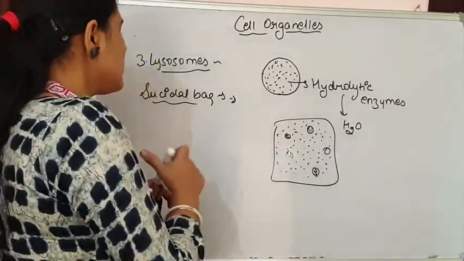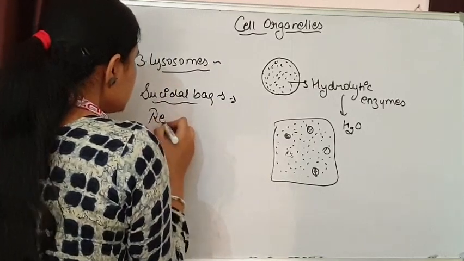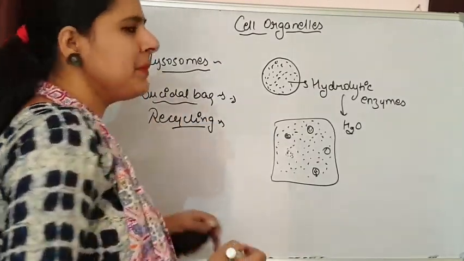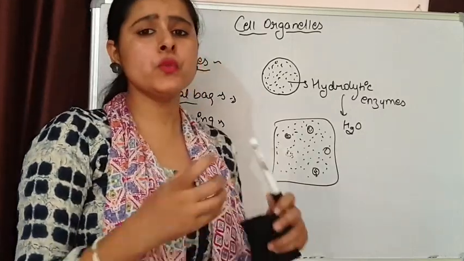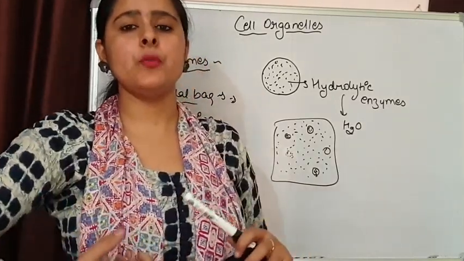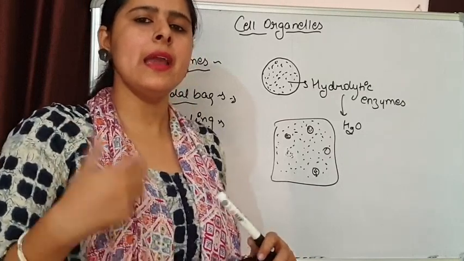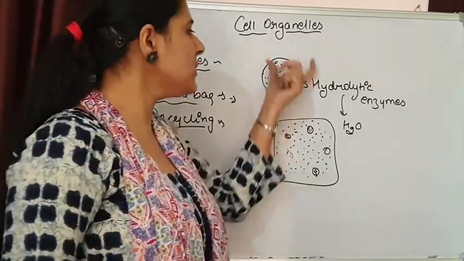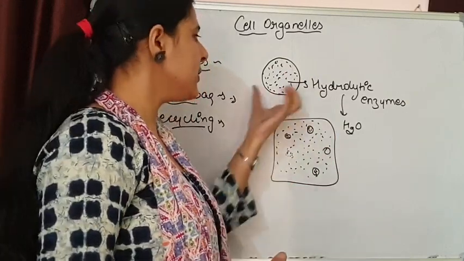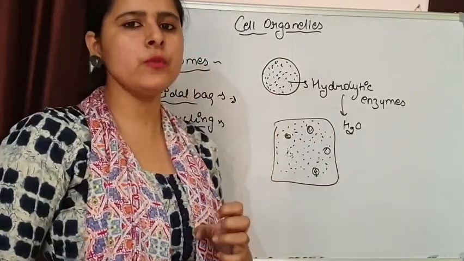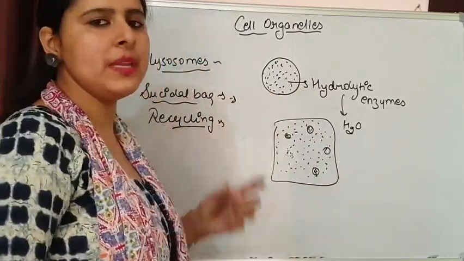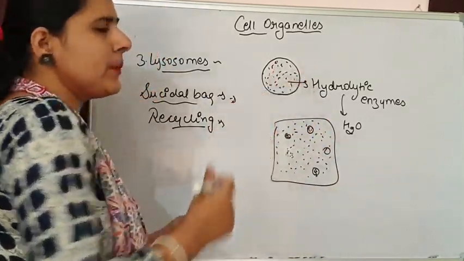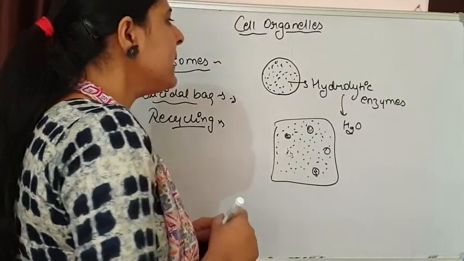That is the suicidal bag. Now this is also involved in the process of recycling. Recycling simply means that the useful materials that our body can use will be recycled and the waste will be degraded. So when lysosomes break down the components, they take the usable forms that can easily be recycled for the formation of new cell organelles, and the waste will be degraded, completely removed.